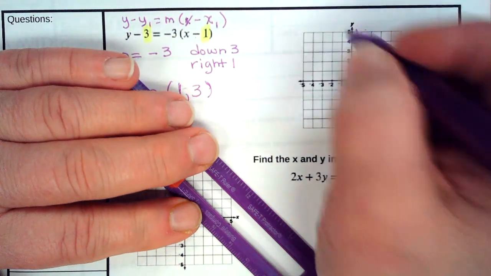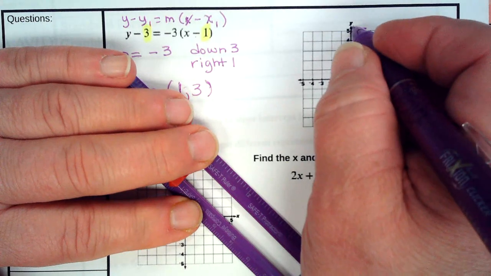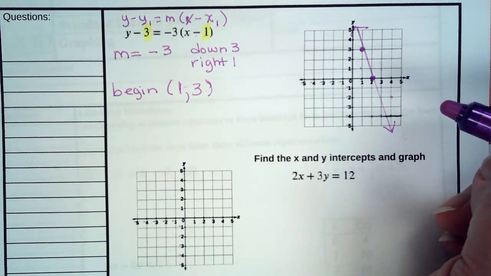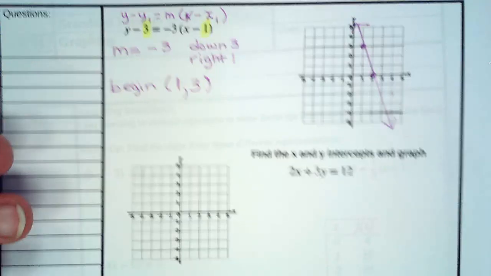You notice I go through the whole Cartesian plane, and I do put arrows at the end. And that is your graph.